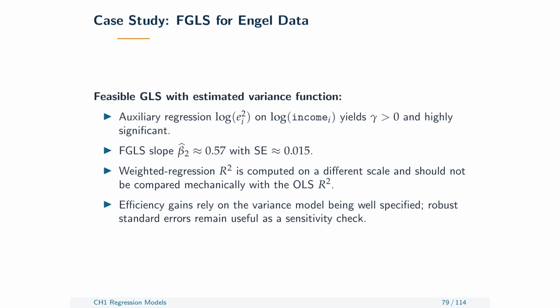Fit measures from a weighted regression live on a transformed scale. Its R squared and residual standard error should not be compared mechanically with their unweighted counterparts. A smaller transformed residual standard error does not automatically mean a better fit in the original units of food expenditure.